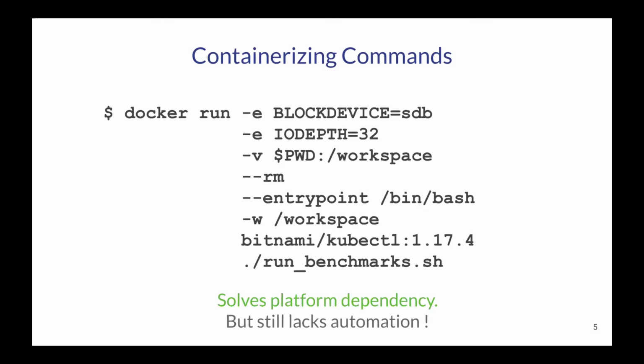Although it tackles the problem of installing a lot of software and the platform dependency problem, as experiments get large, the number of Docker run commands and the number of flags to pass to each command, and the care to be taken to run each command, also increases in complexity. So that does not quite solve the problem of getting errors. So this needs automation.